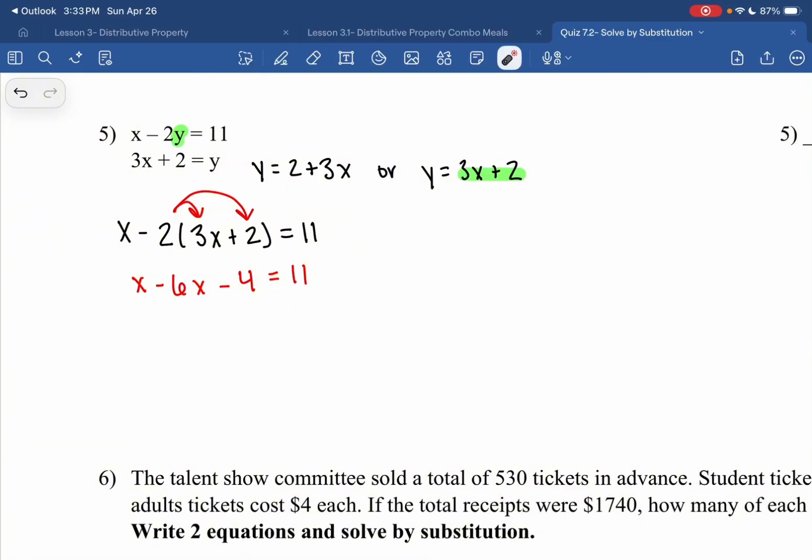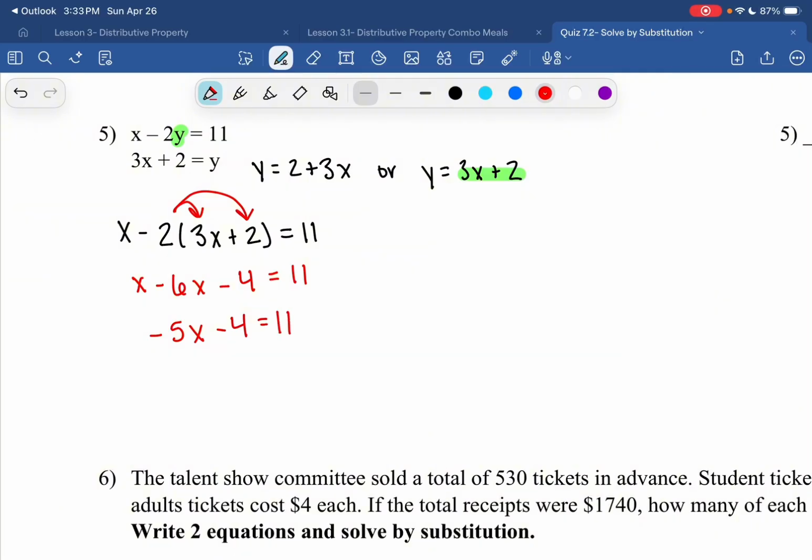Okay, 1 minus 6. That gives us negative 5x minus 4 equals 11. Okay, I need to move that negative 4 to the right side because my variable is on the left, so I need all my numbers on the right. The inverse of negative 4 is positive 4. That now equals 0. I add 4 to the other side. So now I have negative 5x equals 15.